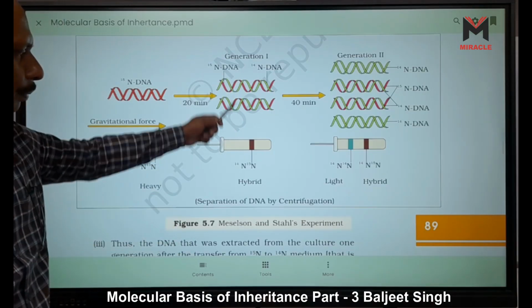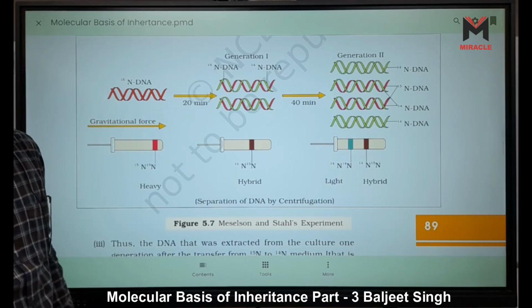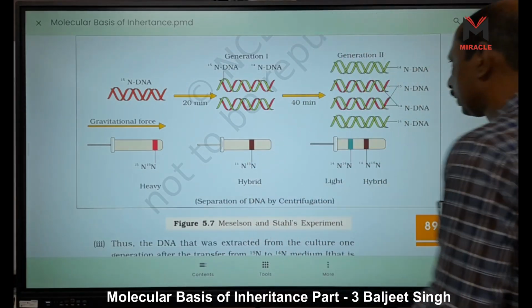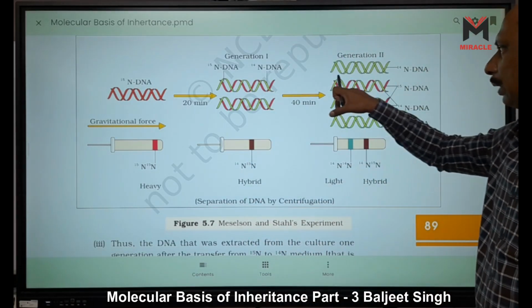So the first generation means it is totally hybrid. Both are hybrid, right? 100% is hybrid. Now in the second generation, that is 40 minutes, what happens after 40 minutes? This heavy is only 2. So this heavy means hybrid.